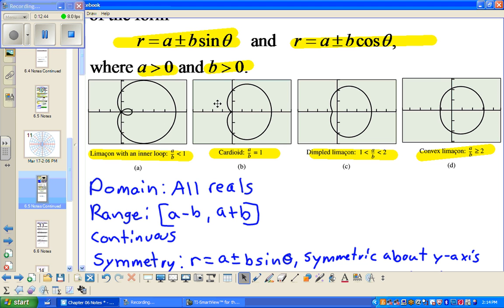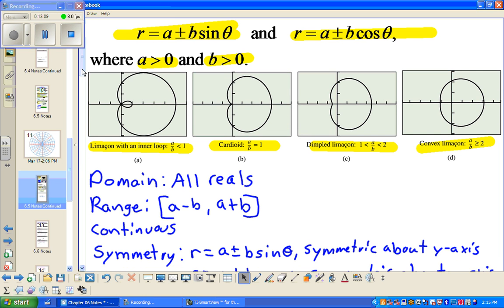You could get what we call a cardioid, looks like this graph, when a over b equals 1. Well, when is a over b going to equal 1? When a and b are the same. You could get a dimpled limacon, like here, when a over b is between 1 and 2. And you could get what we call a convex limacon, when a over b is greater than or equal to 2. For this one, the domain is also all reals.